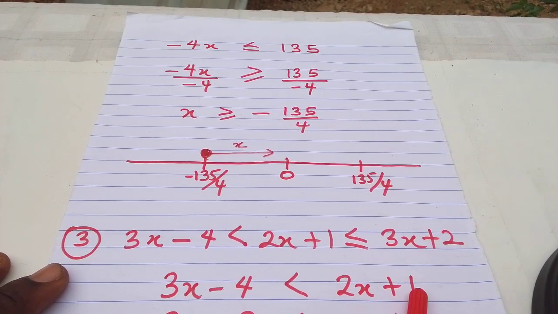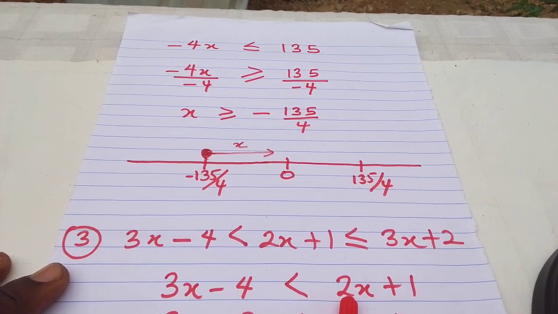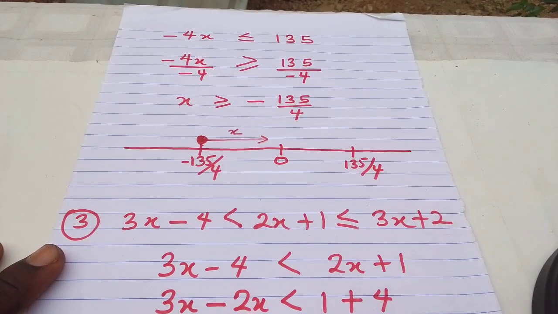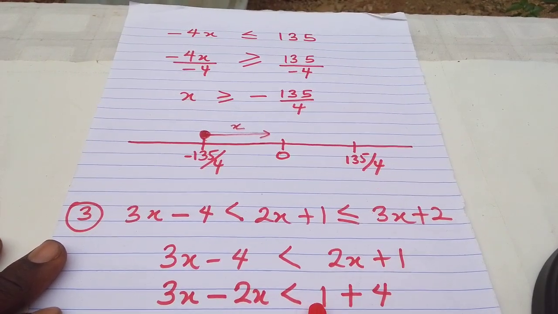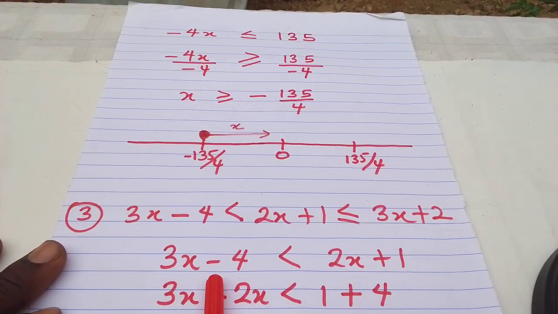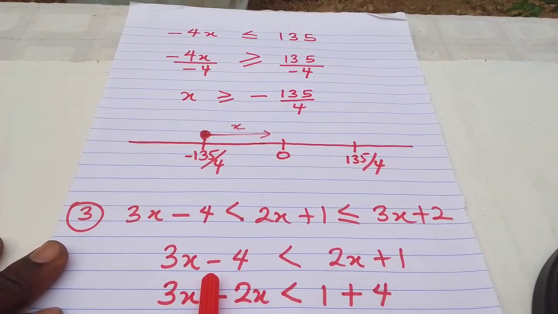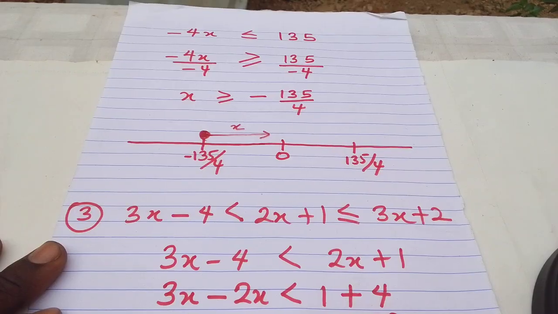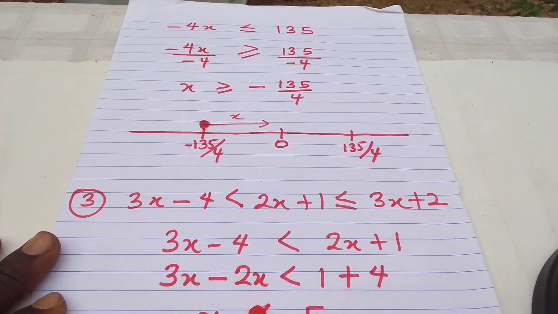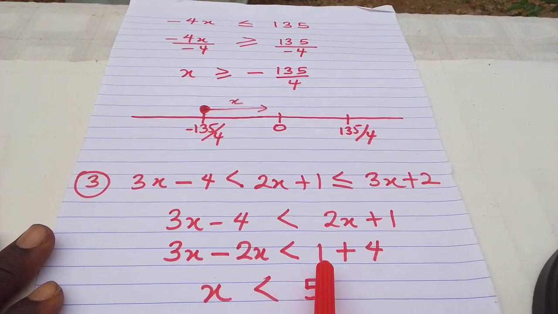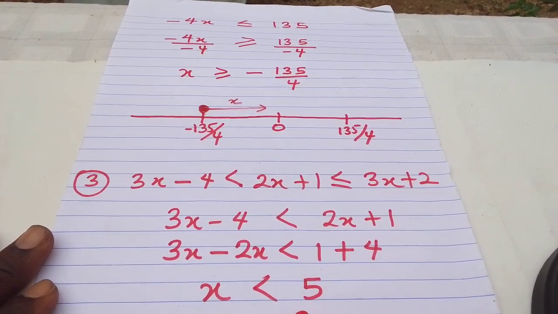So now we are going to collect like terms. This 2x is plus 2x here. When it comes here, it turns to minus 2x. Is less than 1, which is here already before. This minus 4 will now come here. It's minus 4, now turns to plus 4. So you can easily say that 3x minus 2x will give us x, and 1 plus 4 will give us 5.